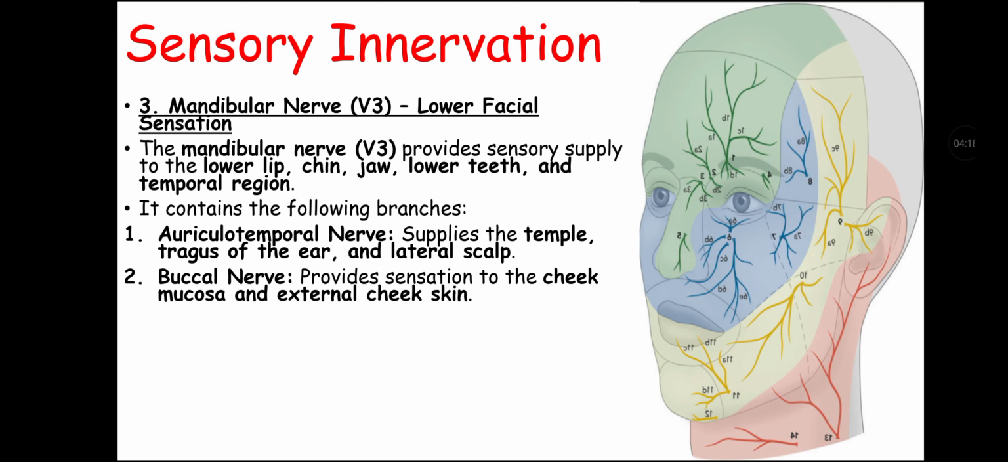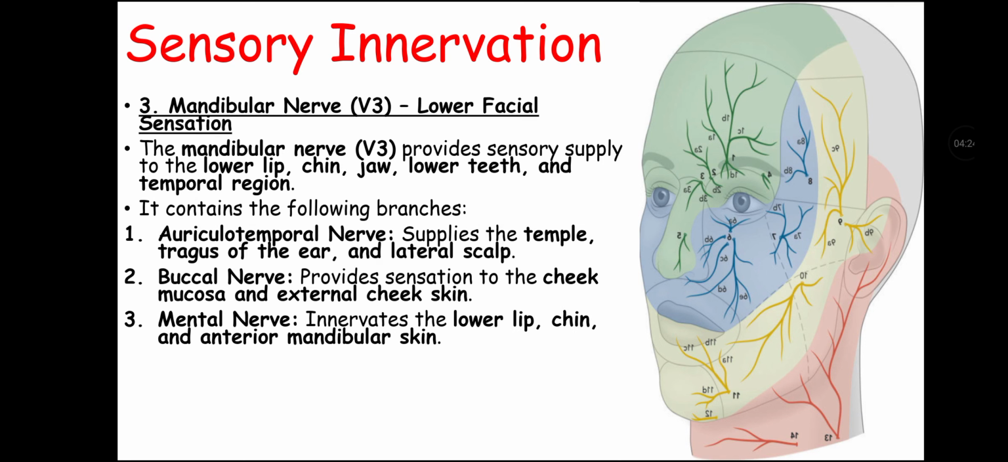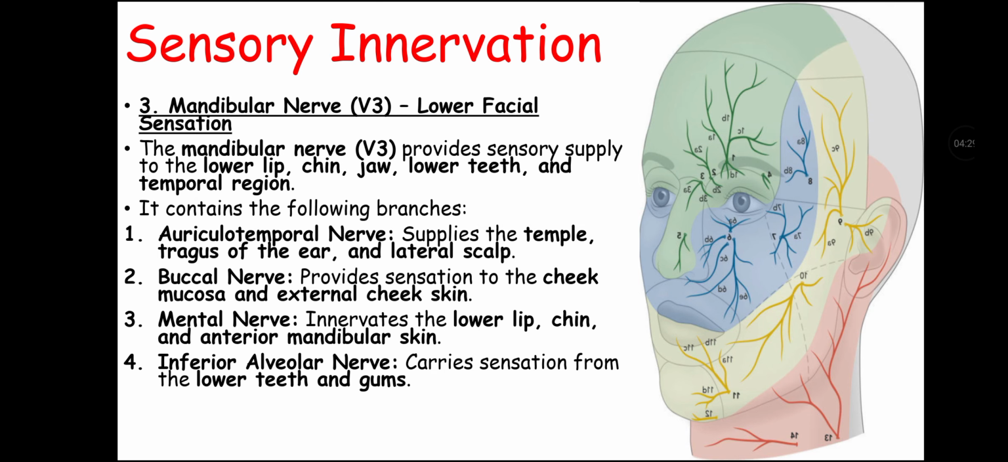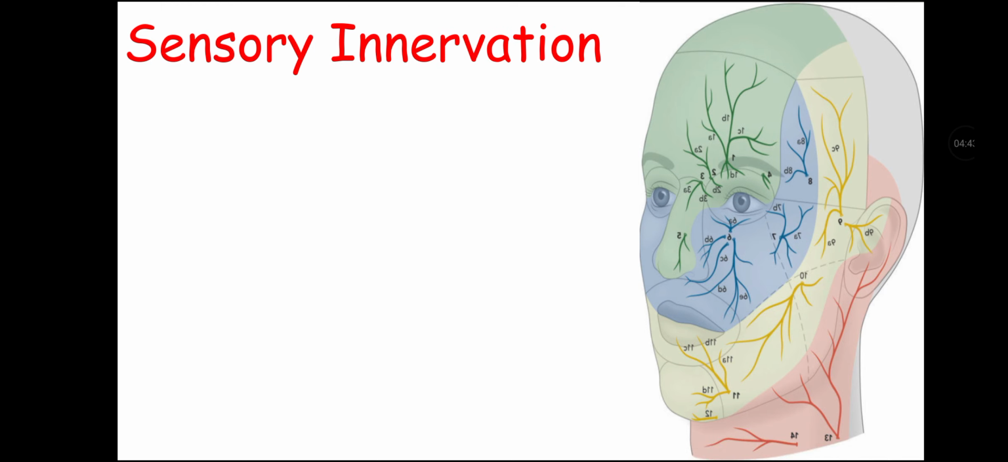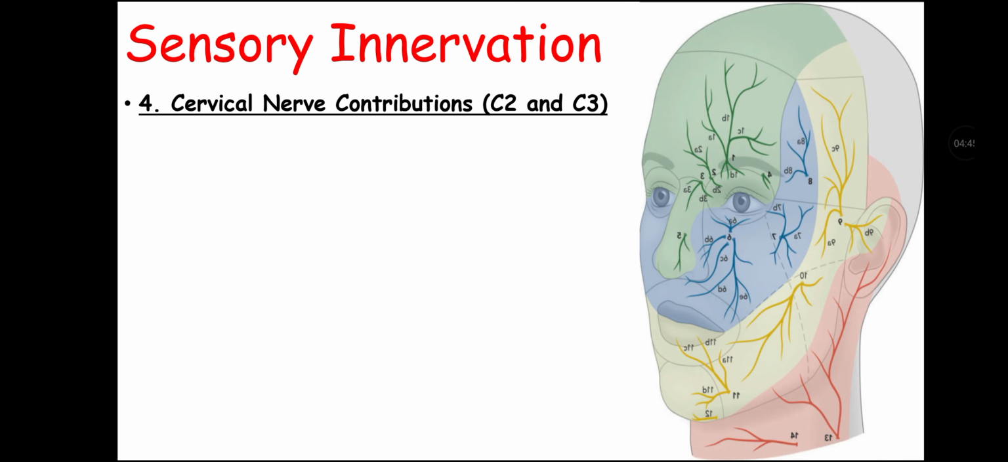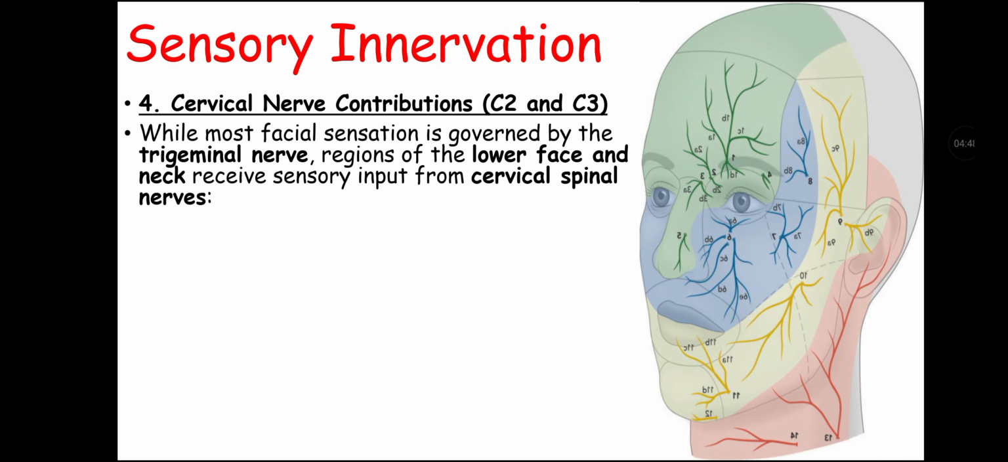The second branch of it is the buccal nerve that provides sensation to the cheek mucosa and external cheek skin. Then it has the mental nerve that innervates the lower lip, chin, and anterior mandibular skin. It has the inferior alveolar nerve that carries sensation for the lower teeth and gums. And this division is vital for detecting pain and touch sensitivity in the lower face and jaw, ensuring proper oral and facial sensation. Next, in sensory innervation, we have cervical nerve contribution, that is by C2 and C3.